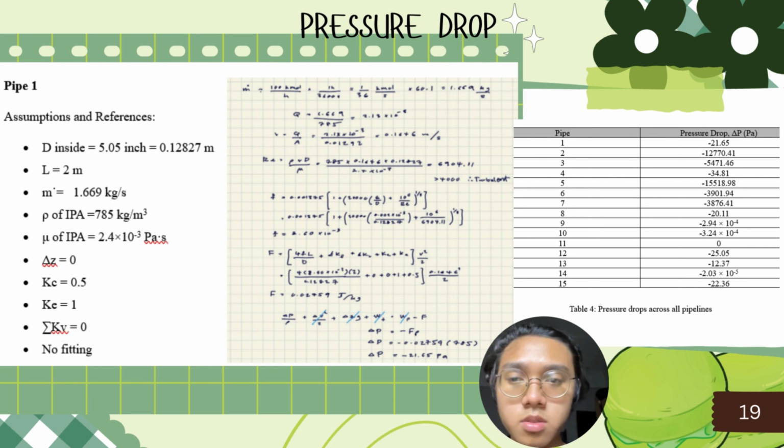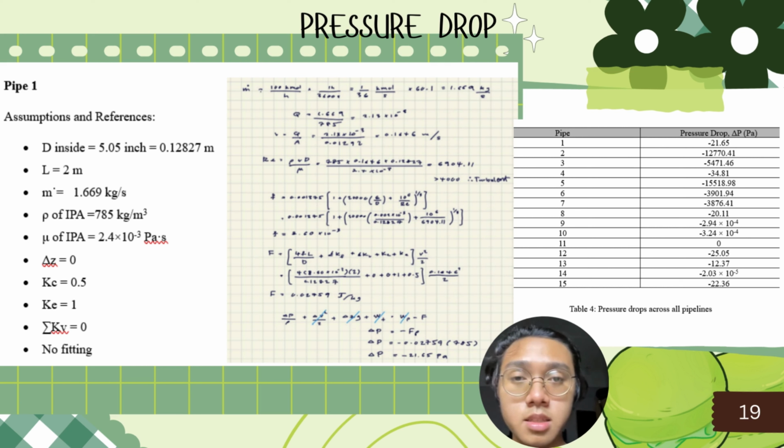Then the total friction loss we get for pipe 1 is 0.02759 joule per kilogram. Applying this value to the energy equation, also considering there is no work, no elevation and no change of velocity, we will finally get the pressure drop for pipe 1, which is negative 21.65 Pascal.